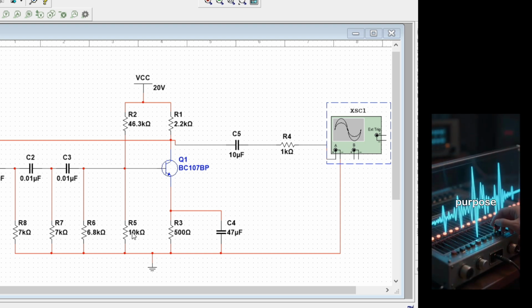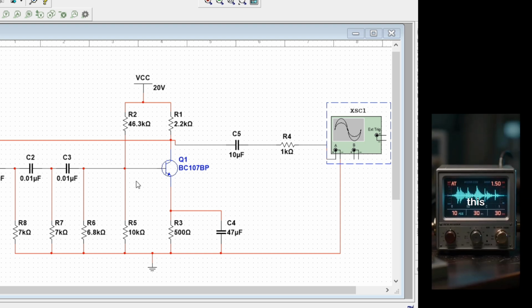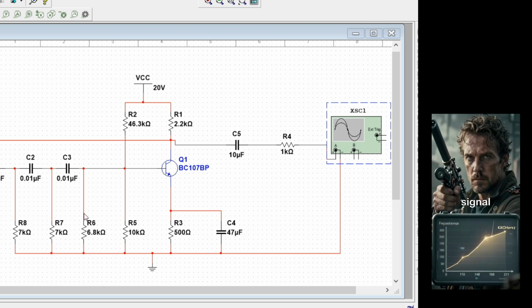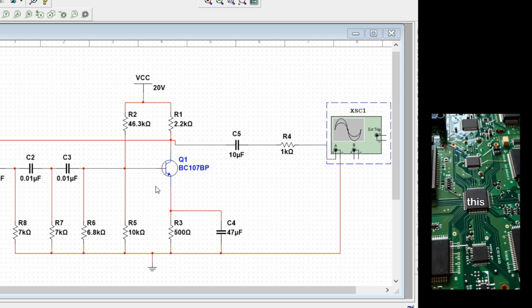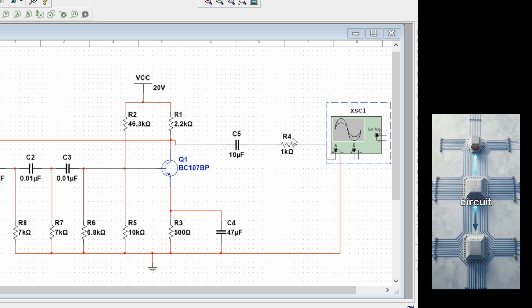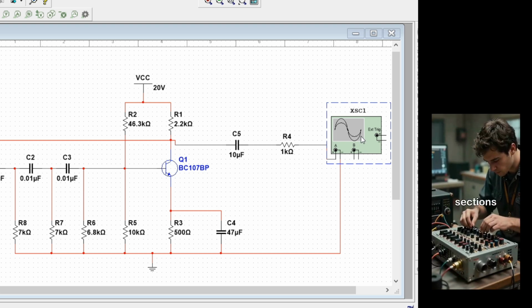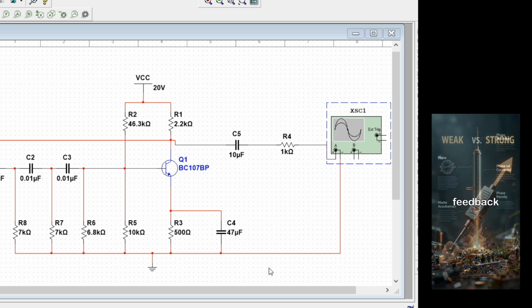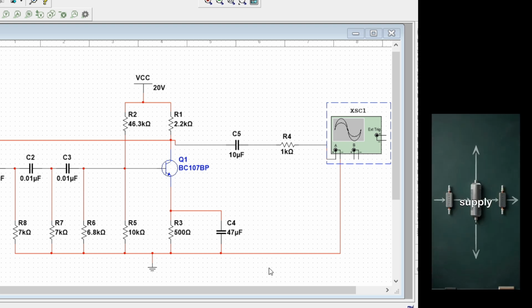First, let us understand the purpose of the circuit. The main goal of this circuit is to generate an alternating signal at a fixed frequency. In this case, the frequency is around 1 kilohertz. Now let us look at the main parts of the circuit. The circuit has three important sections: the amplifier section, the feedback network, and the power supply.